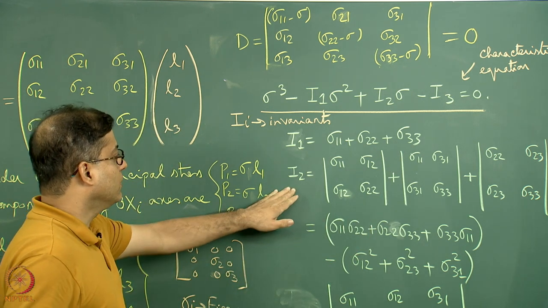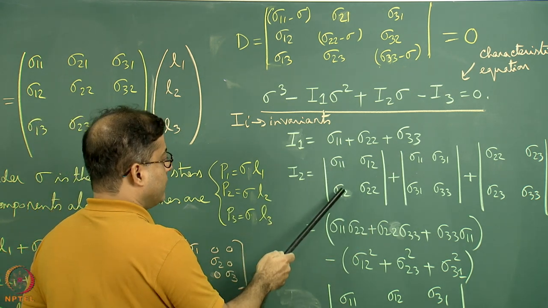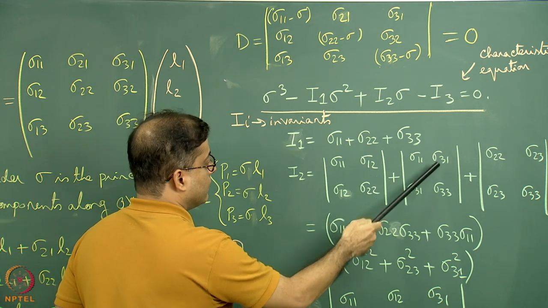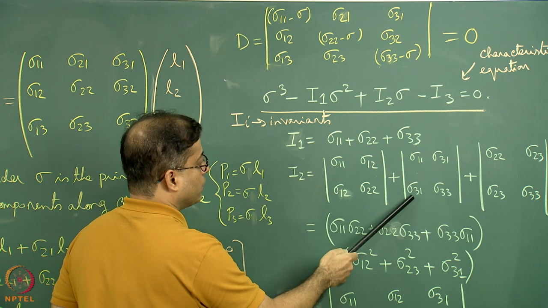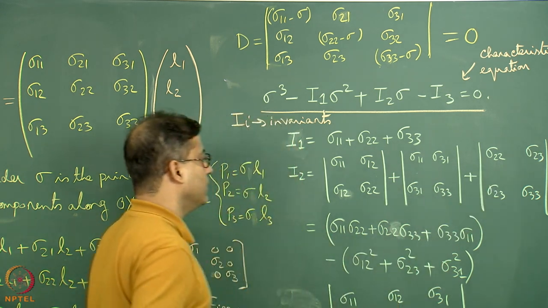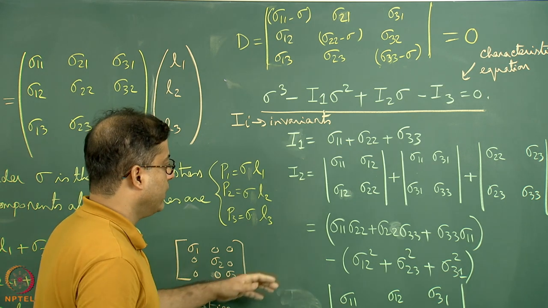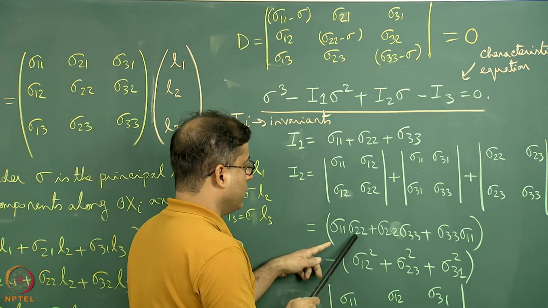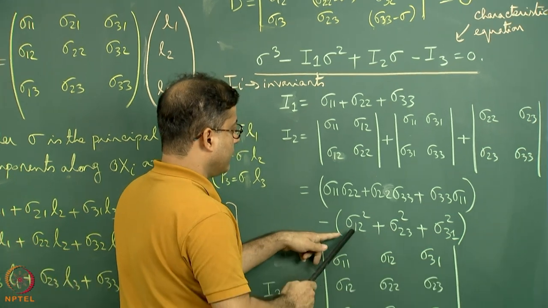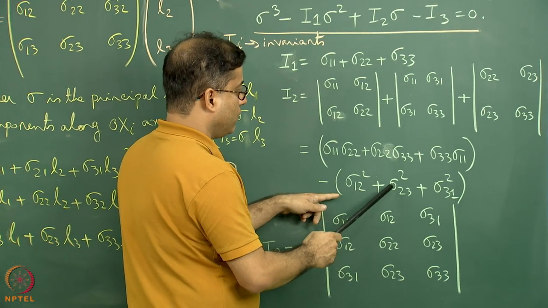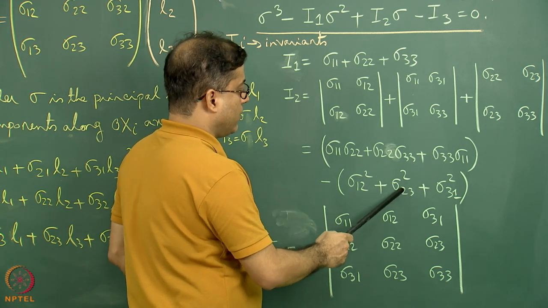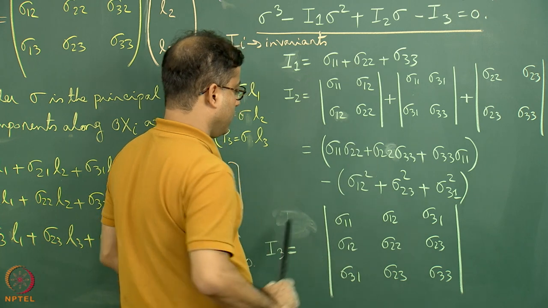Next, I2 is equal to the determinant sigma 11, sigma 12, and then 12 and 22, then sigma 11, sigma 33, 31 at both places, sigma 22 and sigma 33 and sigma 23 at both the places. And if it is expanded, we get basically sigma 11 sigma 22 plus sigma 22 sigma 33 plus sigma 33 sigma 11 minus sigma 12 square, so basically it will be minus sigma 12 square, sigma 23 square and sigma 31 square.